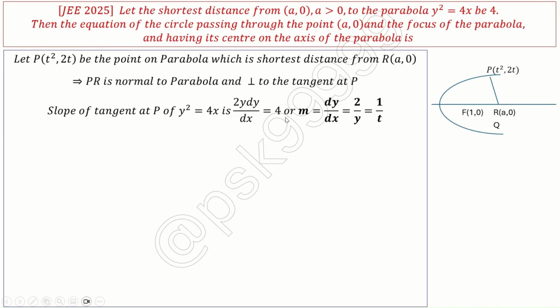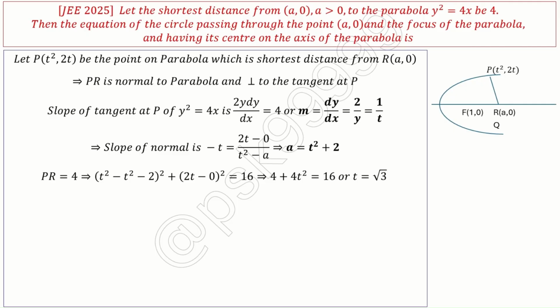So at P, the slope of the tangent is 1 by t, which means the slope of the normal is, because it's perpendicular to the tangent, minus t. Minus t is equal to, I have 2 points, right? I can find it as (2t minus 0) divided by (t square minus a). Okay, from this one I get an equation: a is equal to t square plus 2.